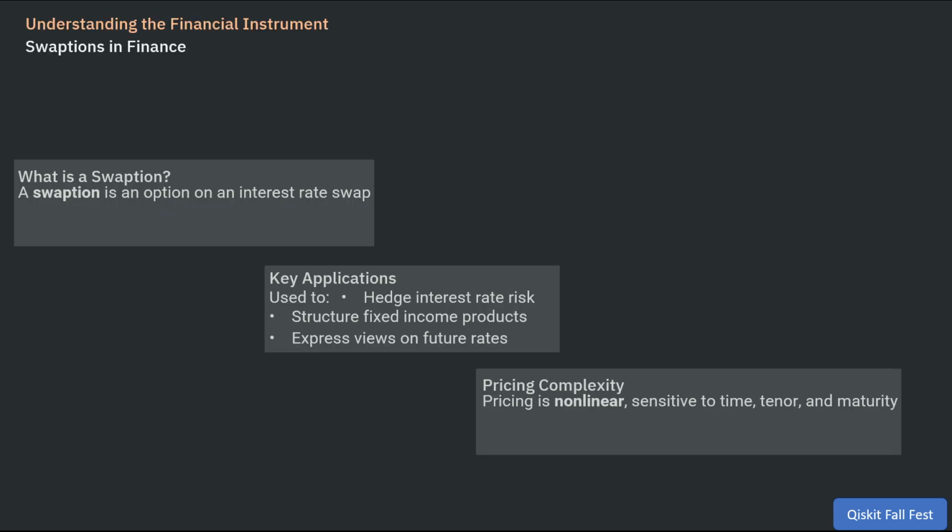So, what is a swaption? A swaption is an option on an interest rate swap. It gives the holder the right but not the obligation to enter a swap at a future date. Swaptions are widely used to hedge interest rate risk and to structure complex fixed income products. Their prices are highly nonlinear and depend on multiple factors such as time to maturity, tenor, and market conditions. This makes them an interesting and challenging target for our quantum machine learning.